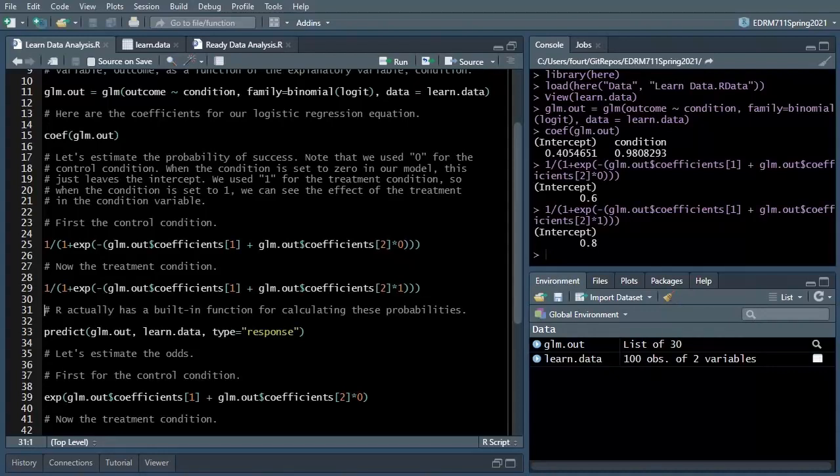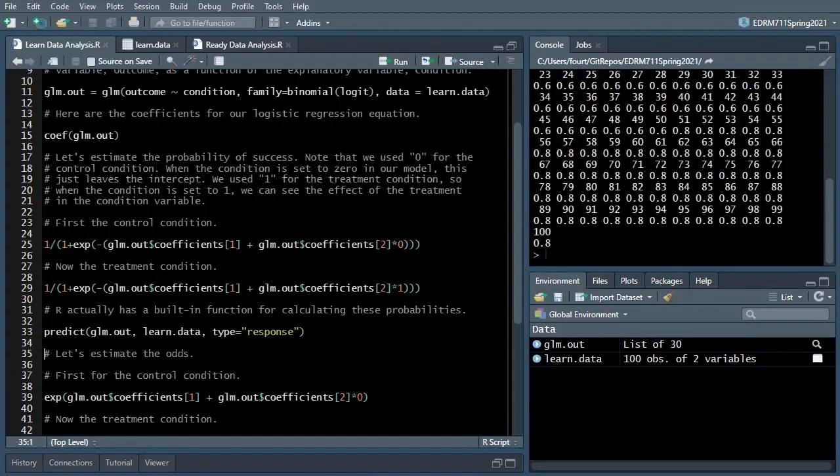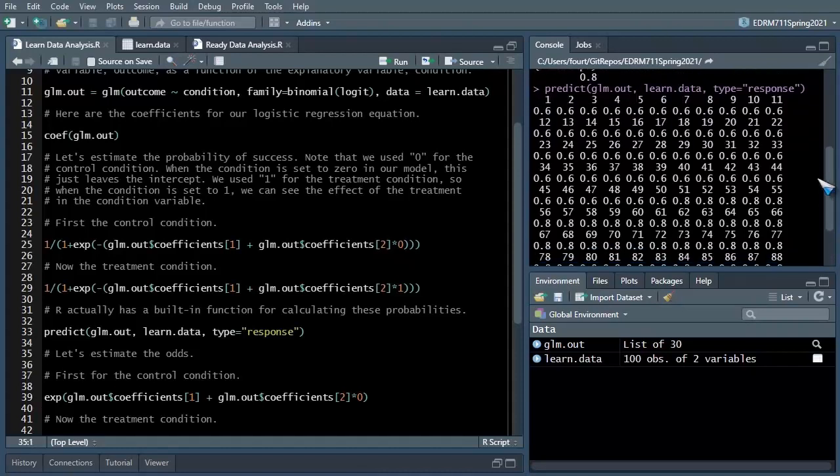So here I'm using an easy example to show you the connection between the regression parameters that we've estimated in the intercept and the condition that you see up here with 0.40 and 0.98, the connection between those and the actual probabilities of success in both of those conditions. R actually has a built-in function for calculating these probabilities for every single individual. So if I want it for all 100 individuals to calculate the probabilities, I could use this predict function, and you'll see it's a little bit messy because there's 100 of them, but you'll see everyone in the control group, we predicted 60% pass rate, and everyone in the treatment group, we predicted an 80% pass rate.